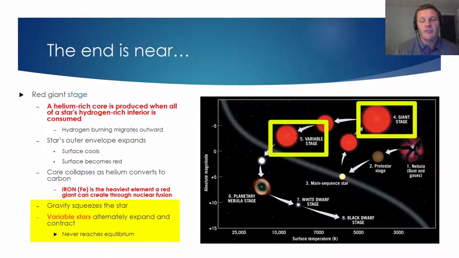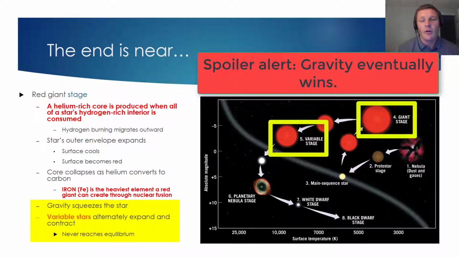During this red giant stage, the star can become a little bit unstable. Thermal energy is pushing outward and gravity is pulling inward. But when the hydrogen burning starts to migrate outward and the star begins to fuse heavier elements, thermal energy starts to win a little bit. That's what causes the star to expand. But gravity isn't going down easy in this fight. And in variable stars, you'll see expansion and contraction alternate. More specifically, the star won't reach equilibrium in this stage.